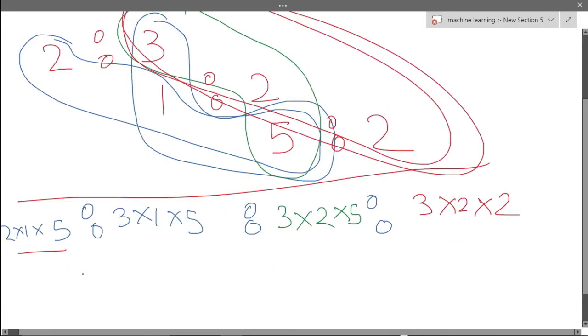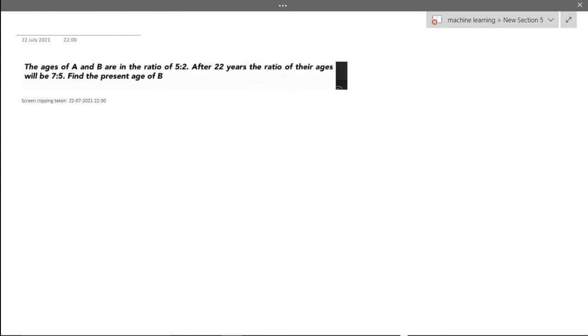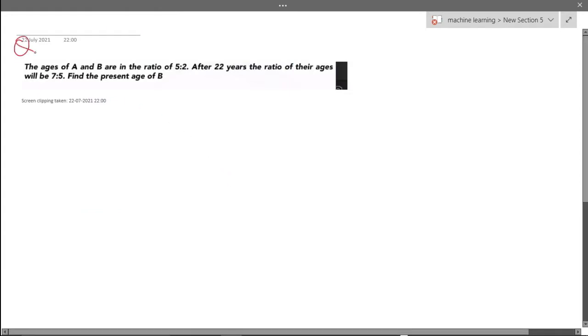So A is to B is to C is to D is 5 into 2, 10, 3 into 5, 15, and 3 into 2 into 5, 6 into 5, 30, and 3 into 2 into 2, 12. So move on to the next question.